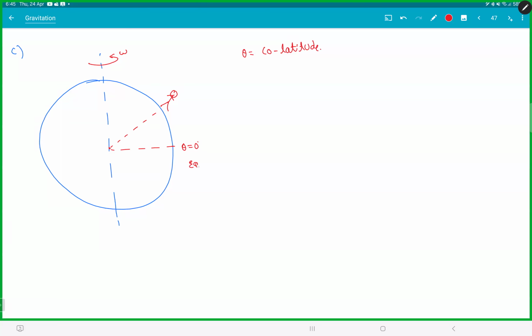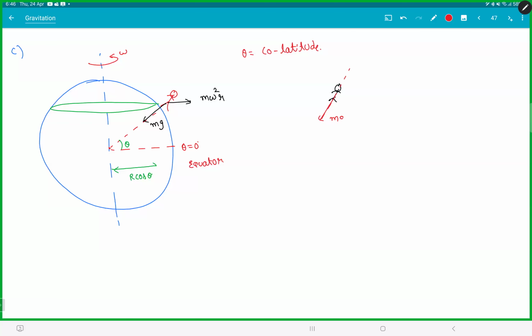So theta 0 is your equator. Now what happens? This person will be going in a smaller circle here. If this angle is theta, this radius will be r cos theta. Now if you look at the forces on this person, he will experience a centrifugal force m omega square small r, and gravity will act this way. So the forces will be at an angle. If you look at this person's FBD, you will realize this.